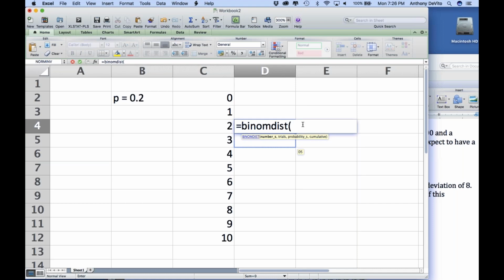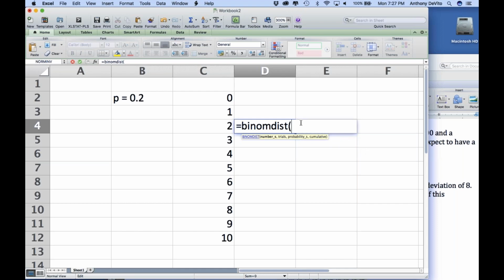What's the number of trials? Number of trials is the number of people that I sample. In this case, 10. What's the probability of success? Probability of success for any individual person is 20%, the probability that they're left-handed. Notice that it's always got to be the same for every person. And then I got that nasty little word cumulative again, where I have to answer true or false.